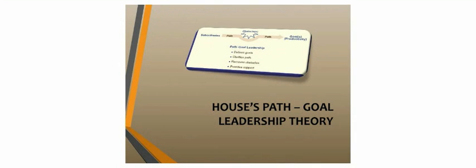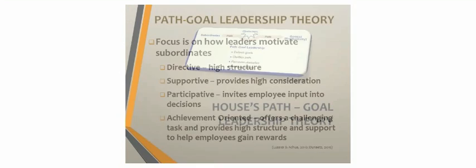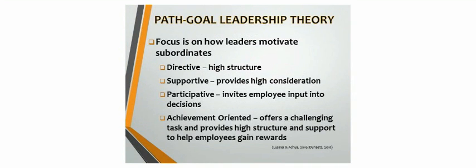Moving along, we'll examine House's path-goal leadership theory. The entire thrust of House's path-goal leadership theory is how leaders motivate workers. Does the leader need to provide lots of structure, high levels of support? Should the leader be participative, allowing employees to have decision-making responsibility? Finally, should the leader set challenging, achievement-oriented goals and reward commensurately?